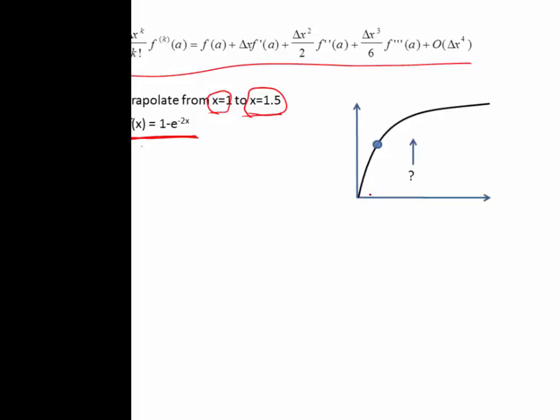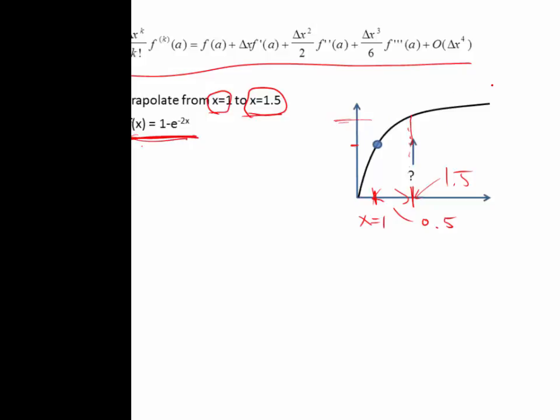So let's just say right here that's x equals 1. So this is our starting point, and we have a delta x of 0.5, so there's 0.5, and this value right here is 1.5. And because we start with this function, we know what the exact value is. That should be what we're after.